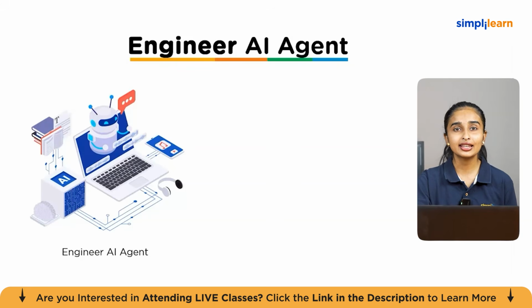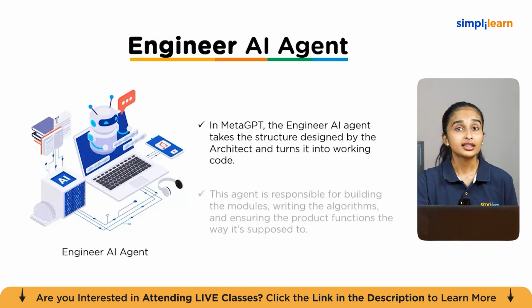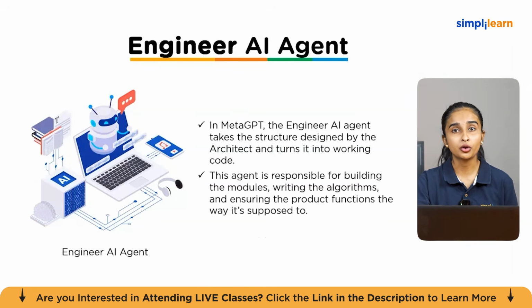This is the agent that gets down to the practical work. In a human team, the engineer is the one who writes the code, builds the systems, and ensures that everything functions as intended. In MetaGPT, the engineer AI agent takes the structure designed by the architect and turns it into working code. This agent is responsible for building modules, writing algorithms, and ensuring that the product functions in the way that it's supposed to. Think of the engineer as the hands-on builder, turning blueprints into tangible systems that users can interact with.